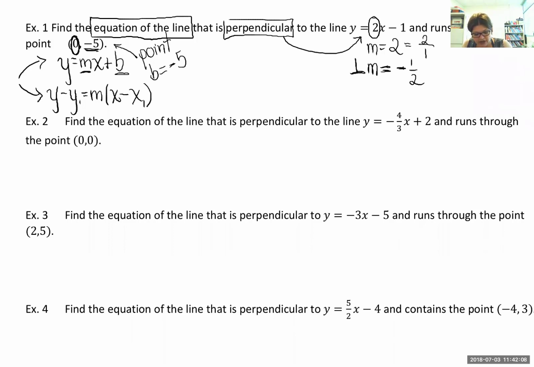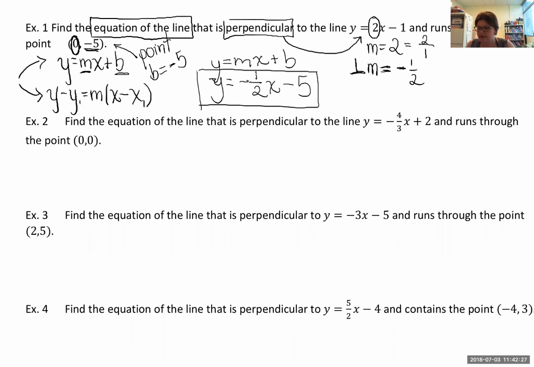Because I know both the m and the b, I will use the slope-intercept equation of a line, and I will plug into that. So y is equal to -1/2 x, and since it's -5, I will write -5. And that is the equation of my line. Awesome, let's try a few more.